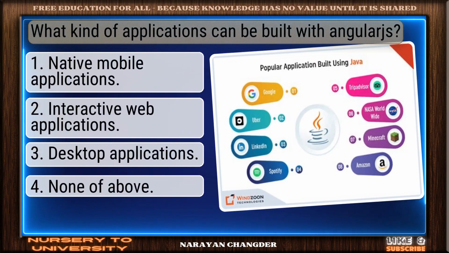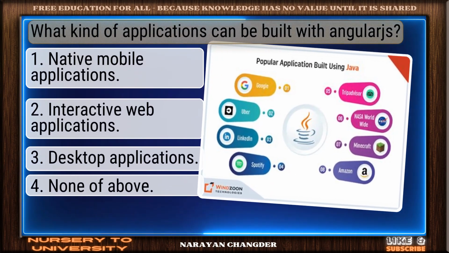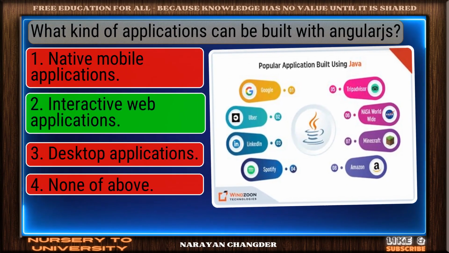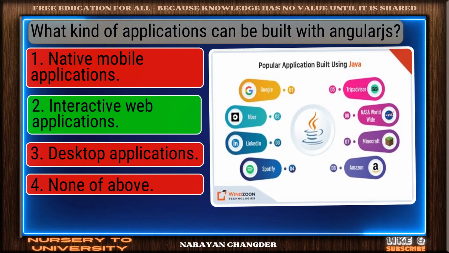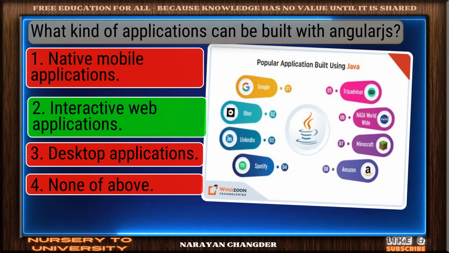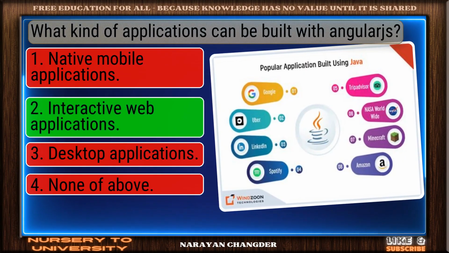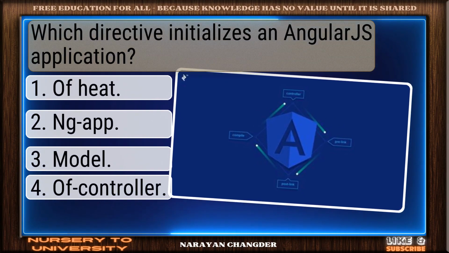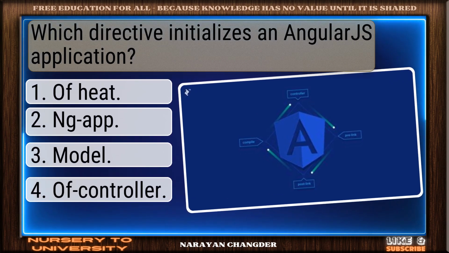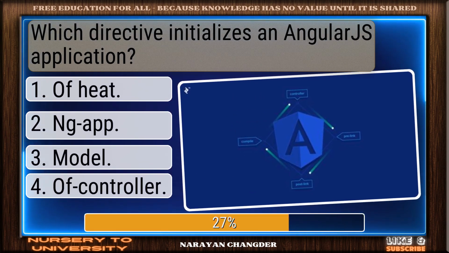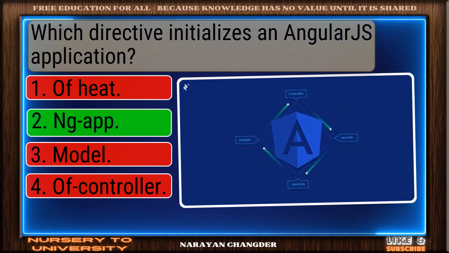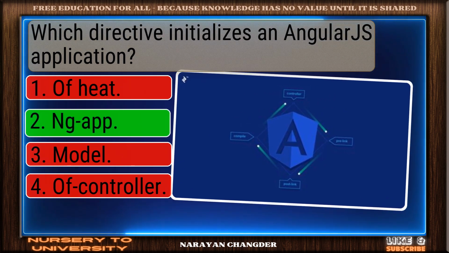Question number 29. What kind of applications can be built with Angularjs? Sharp thinking. Interactive web applications is the right choice. Question number 30. Which directive initializes an Angular application? On track. ng-app is the correct answer.